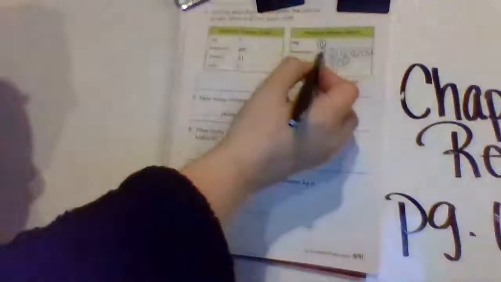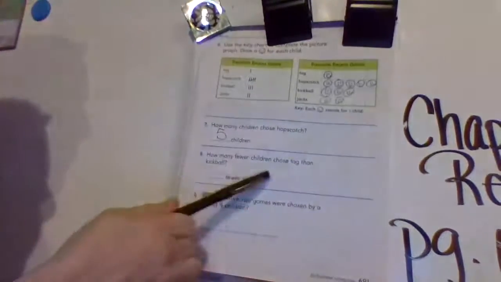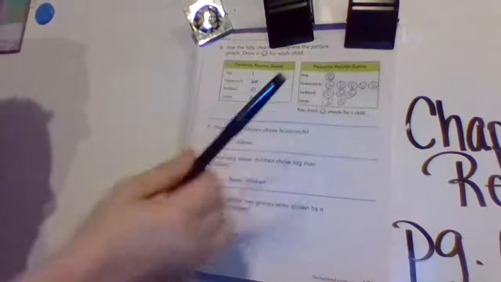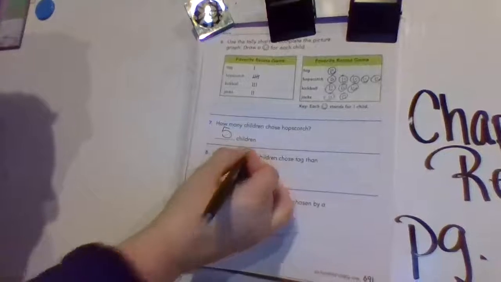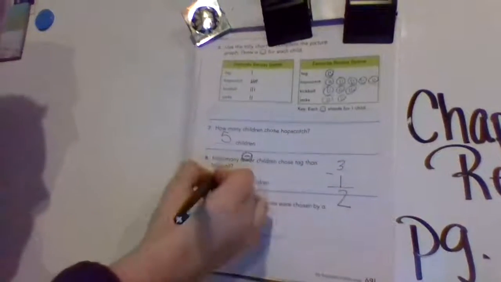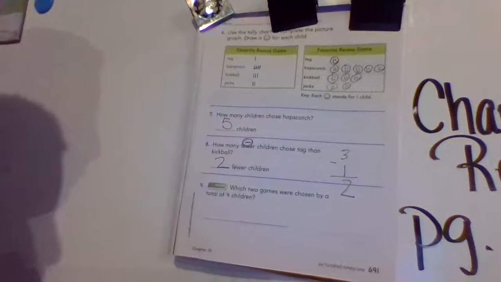How many children chose hopscotch? So look up here, 1, 2, 3, 4, 5, good. How many fewer children chose tag than kickball? So tag was 1 and kickball was 3. And we know when we see that word fewer, that's a clue word that we have to subtract those 2 numbers. So again, tag was 1 and kickball was 3. So we're going to subtract those numbers, and we have 3 minus 1 equals 2. 2 fewer children.